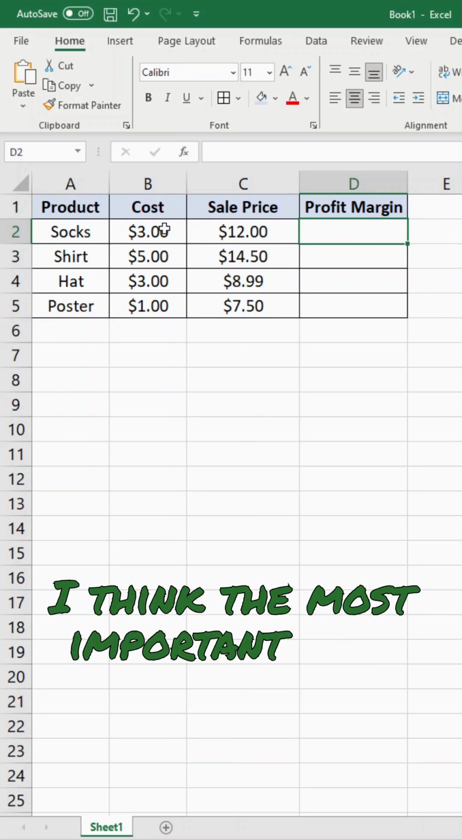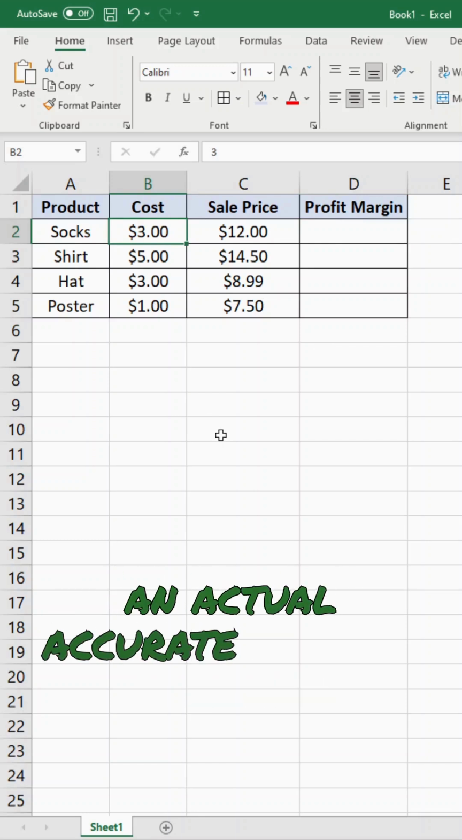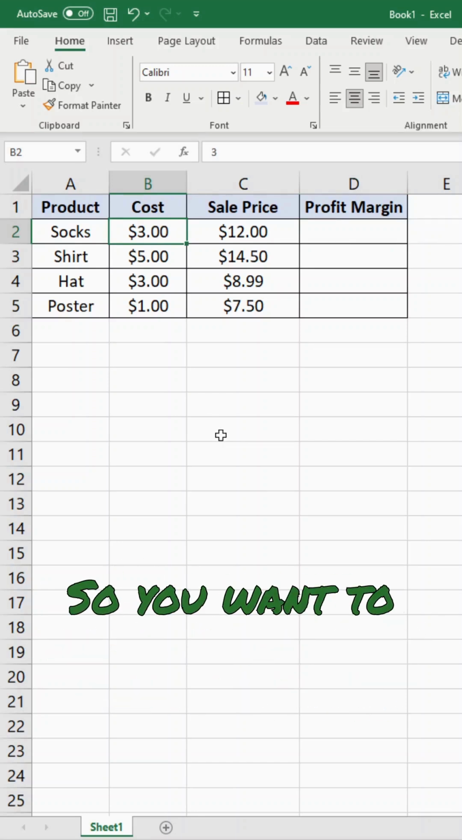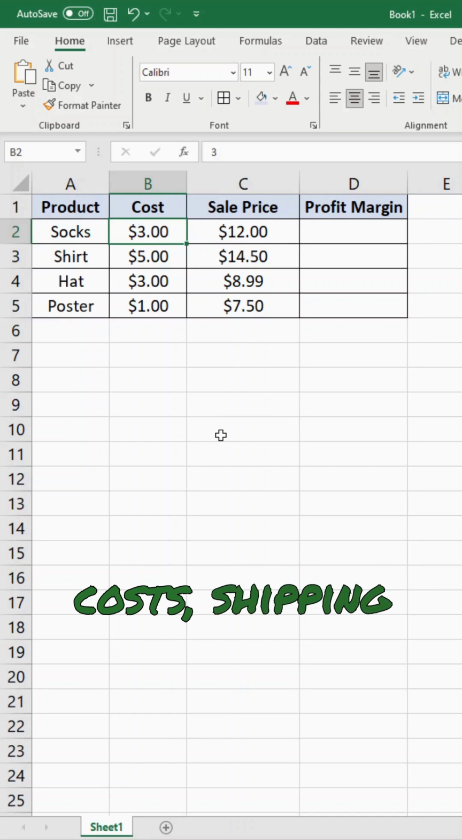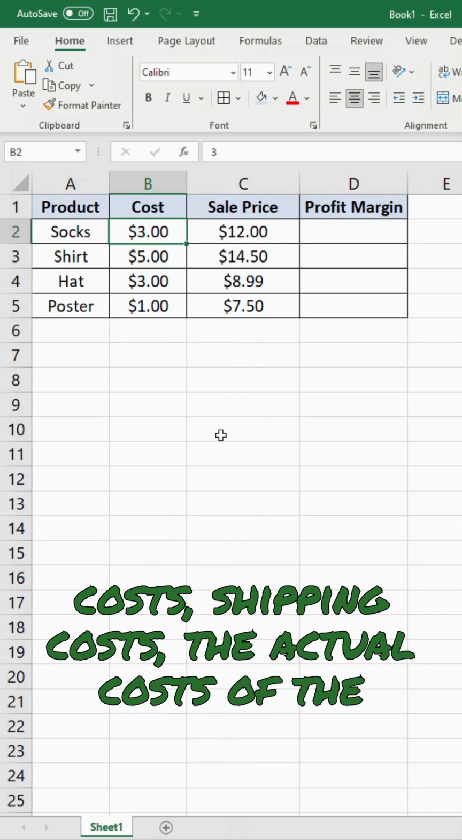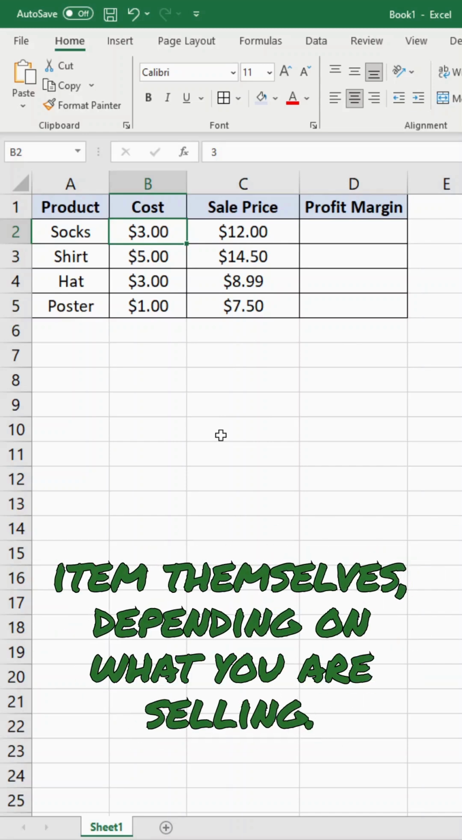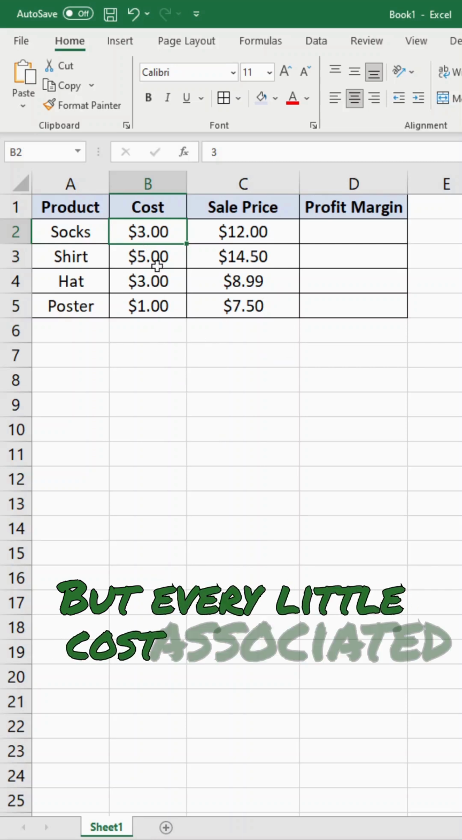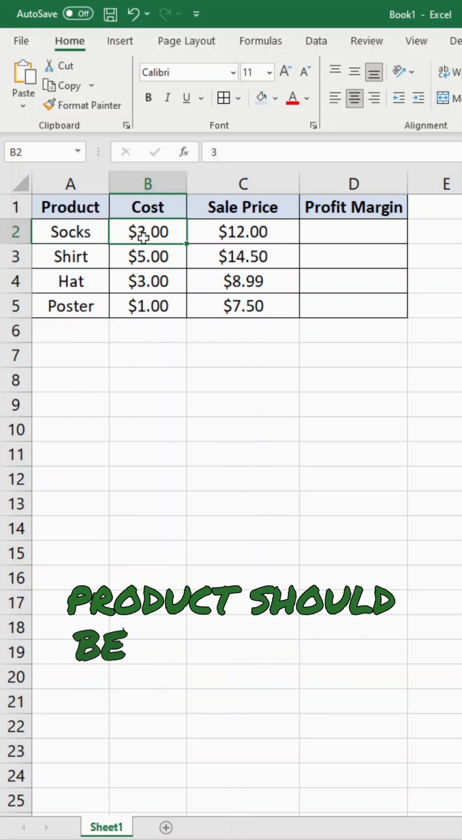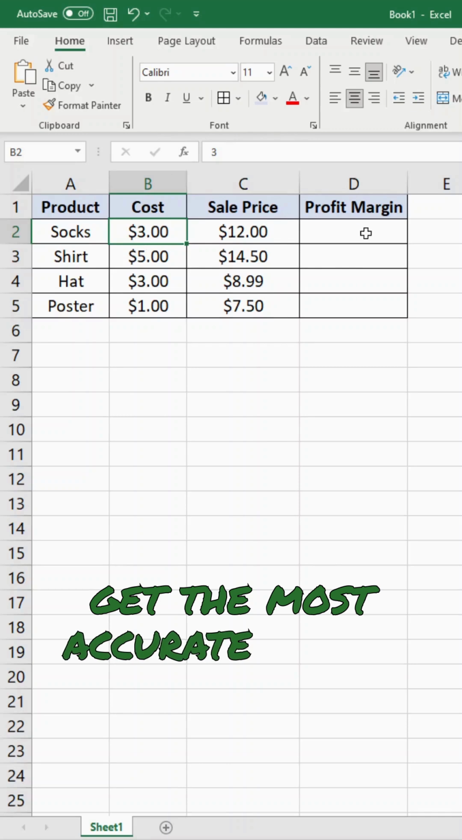I think the most important part is having an actual accurate number for your cost. So you want to include things like labor costs, shipping costs, the actual cost of the items themselves, depending on what you are selling, but every little cost associated with selling the product should be included in the cost to get the most accurate profit margin.